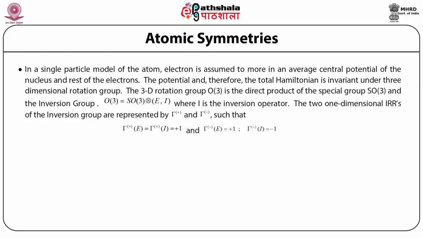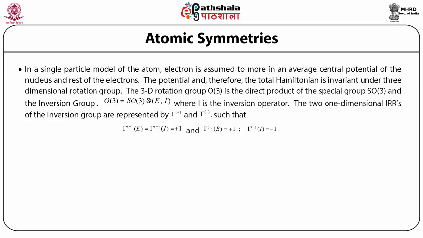We saw earlier that the three-dimensional rotation group O3 is the direct product of the special group SO3 and the inversion group with elements E and I. That is, the group O3, the group of three-dimensional rotations, can be written as a direct product of the group SO3 and the inversion group, which has the elements E and I, where I is the inversion operator and E is, of course, the identity. The two one-dimensional irreducible representations of the inversion group are represented by sigma plus and sigma minus. This has two elements and two classes. It has only two irreducible representations.